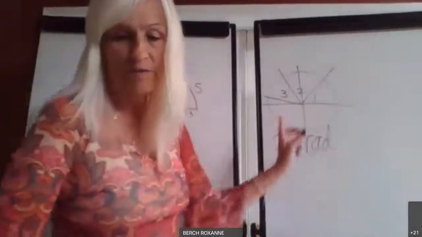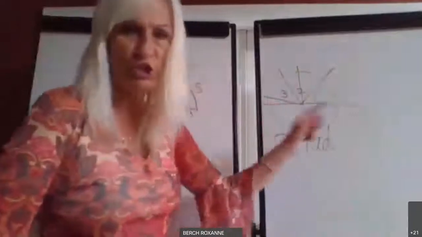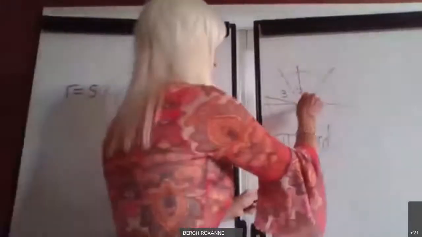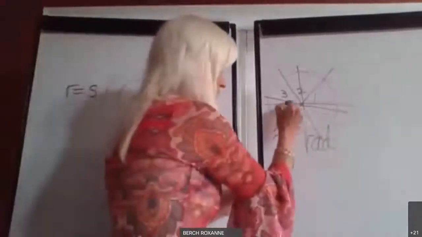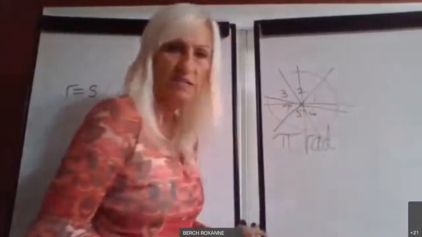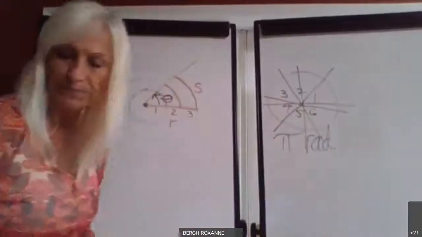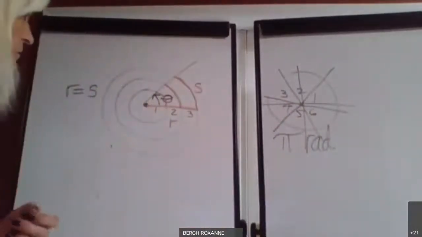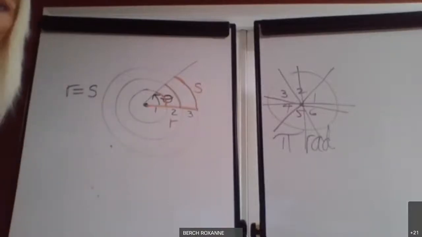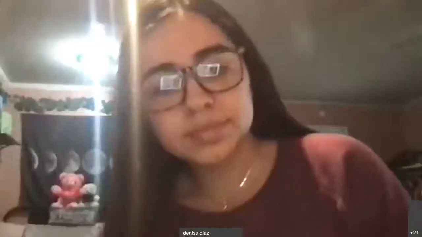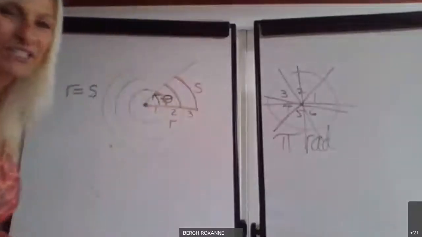So what would a full revolution be? What would 1 revolution be? I don't know, draw it out. Draw another radian, draw another radian, draw another radian. So that'd be 4 radians, 5 radians, 6 radians. What would be a full revolution? 6 and a little more. Which is what? 2 pi's. 2 pi radians.